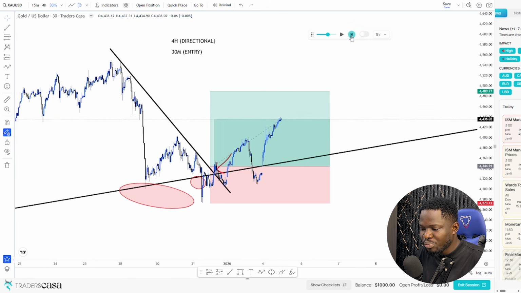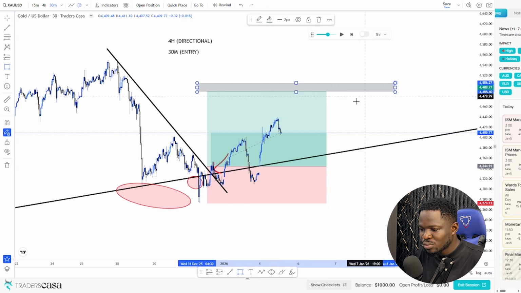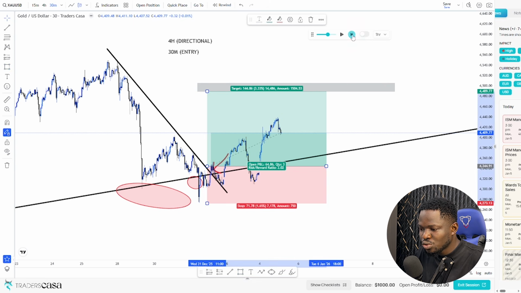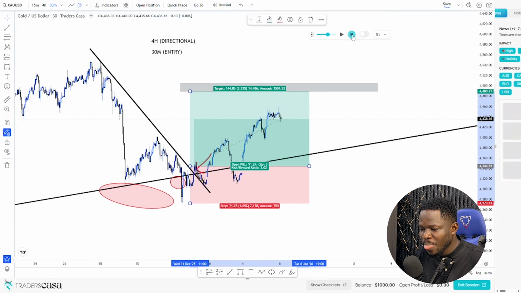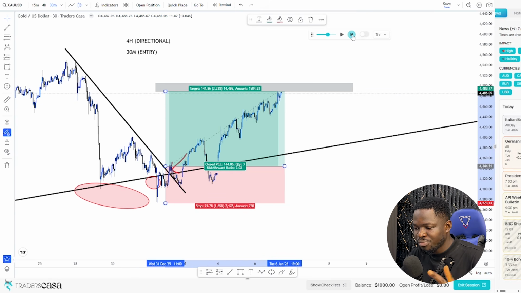So let's wait for price to mitigate our take profit level. So this is my take profit level, which is ratio 1 to 2. So let's continue to play the candlestick. So let's see what the price will offer us on this trade. Finally, the price smashed this take profit level.